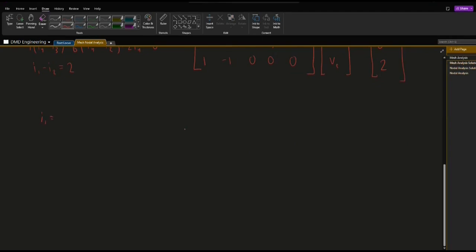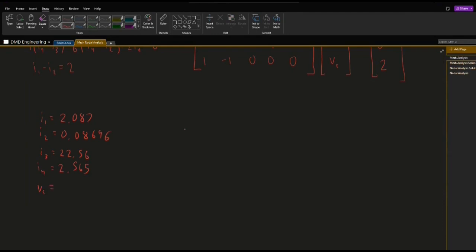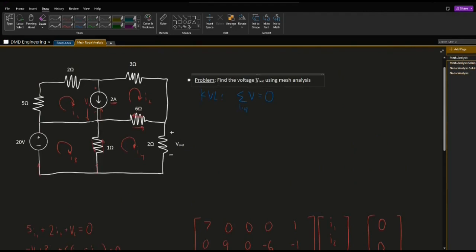So that is that I1 is 2.087, I2 is 0.08696, I3 is equal to 22.56, I4 is equal to 2.565, and VC is equal to negative 14.61. And this is all very good, except the problem tells us to find the voltage Vout, not any of these values.